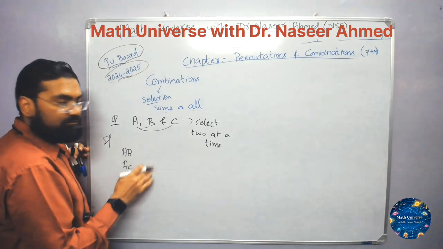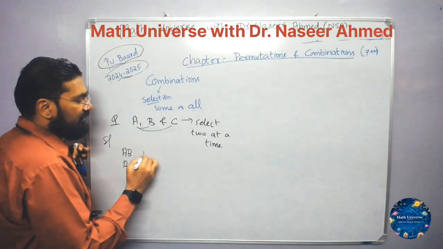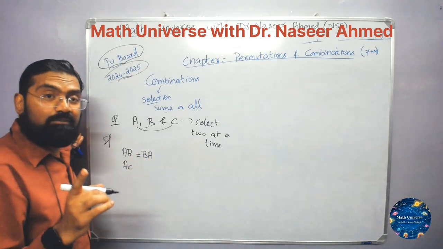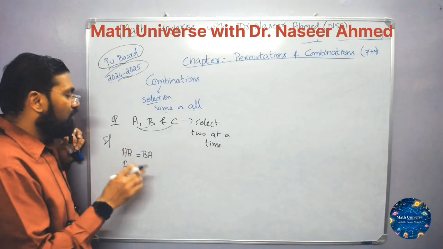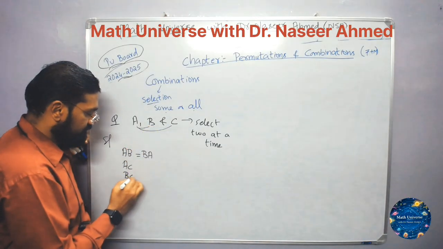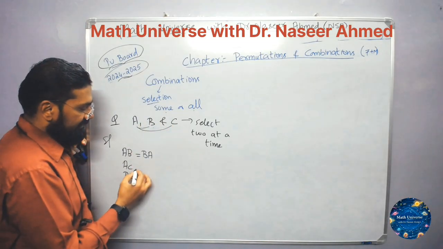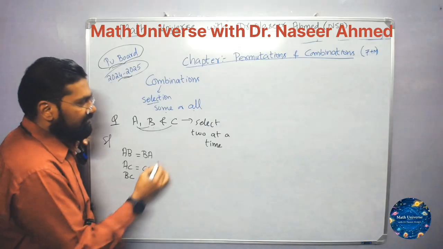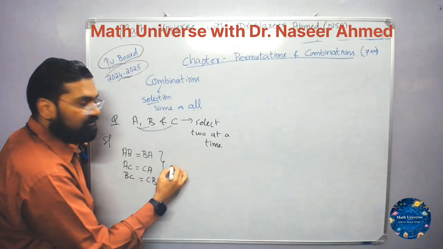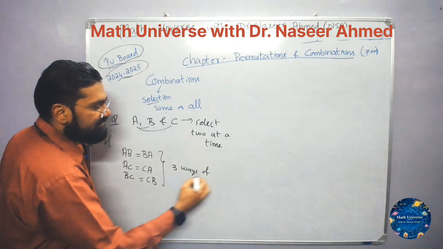With respect to A, all done. Now take B. B I can select with A, C, that is already taken here. It means that BA and AB both are same. In permutation, it is different because it is arrangement. Here in combination, they are same. Similarly, B to C. Now with respect to B, both over. Now C. C to A is same as A to C. Then C to B. These will be the different ways of selecting. So three ways of selection.